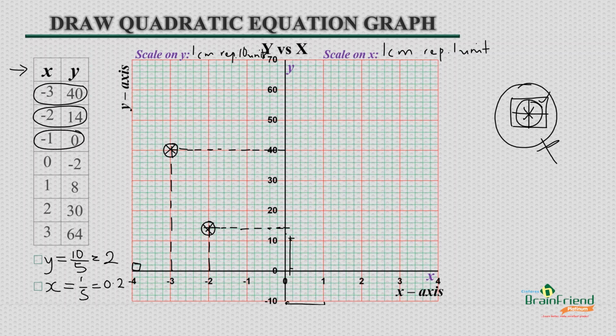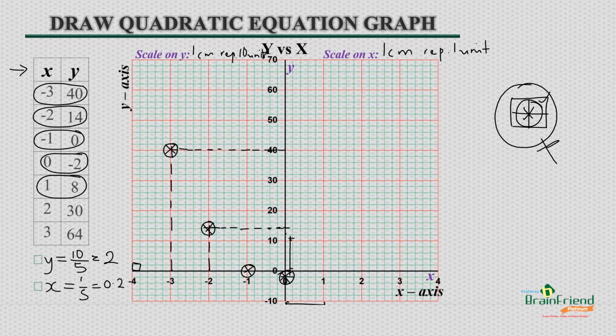The third to be traced is minus 1 and 0. So when x is minus 1, y is 0. Let's trace that. Well, this is simple. X is just minus 1 and y is 0. So it appears here. Let's also trace to find out when x is 0, what the value of y is. From the table of values, we know that when x is 0, y is minus 2. Remember, each of these squares is 2. So here on the y-axis is minus 2. Let us trace the x. It will all intersect here.